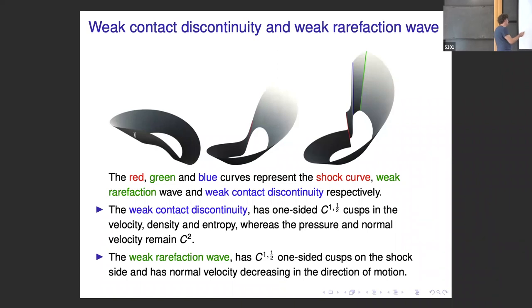refraction wave here. The description of these weak discontinuities is that on one side we have C^{1/2} cusps in the velocity, density, and entropy, whereas the pressure and normal velocity remain C^2. This is why we call it a weak contact, because there's better regularity in terms of the normal velocity. For the weak refraction waves, we have a C^{1/2} cusp on one side of the weak discontinuity, on the shock side. We also have that the normal velocity decreases in the direction of motion. So these are the two types of weak discontinuities.